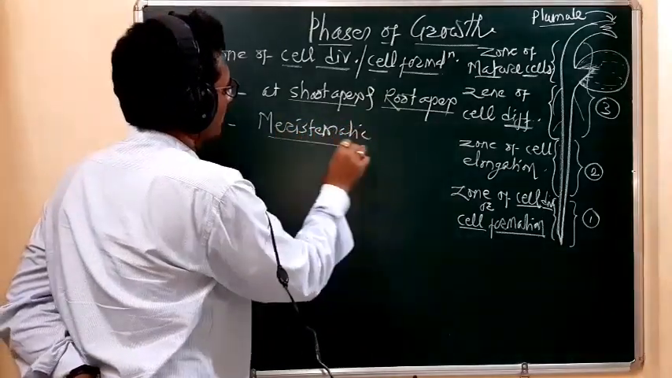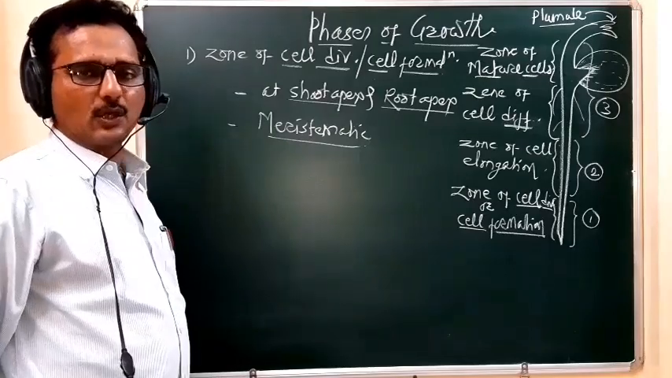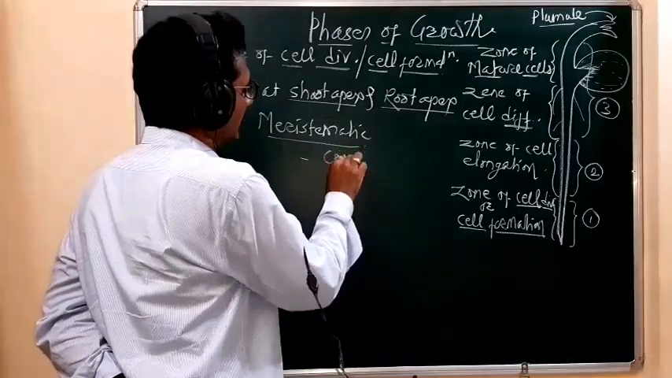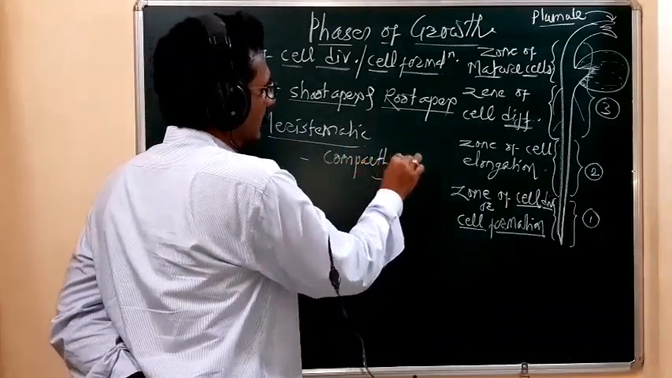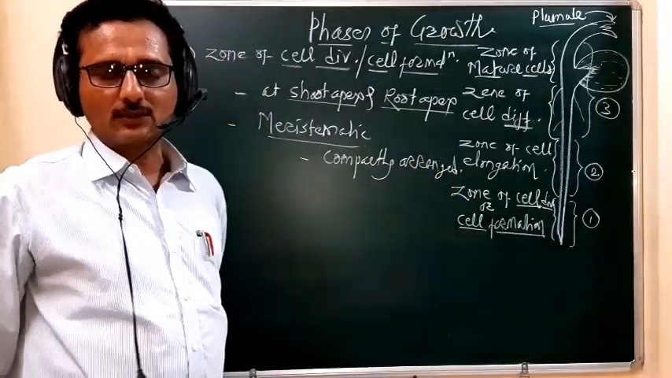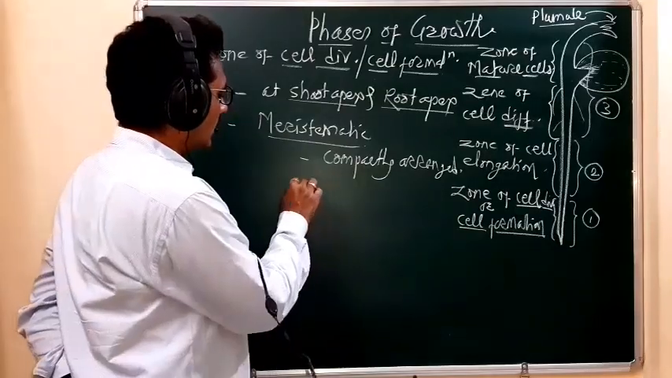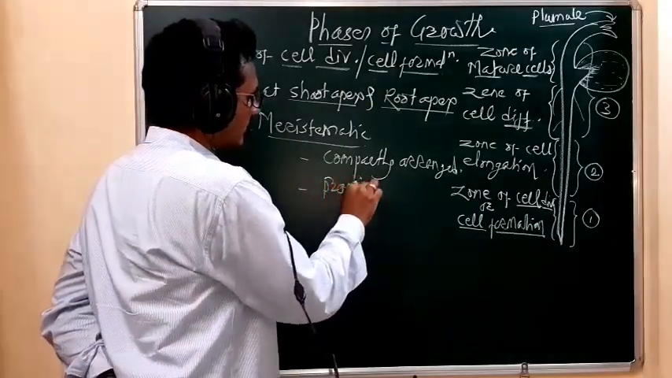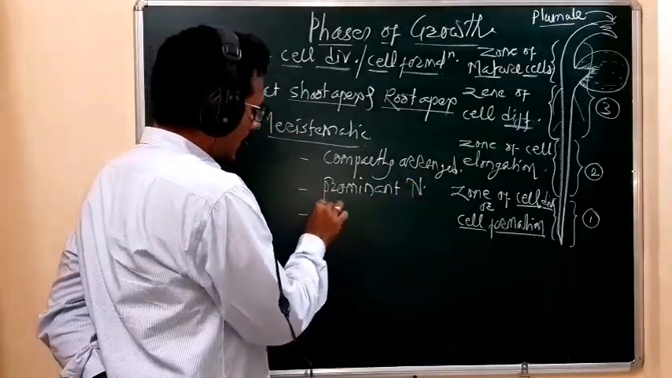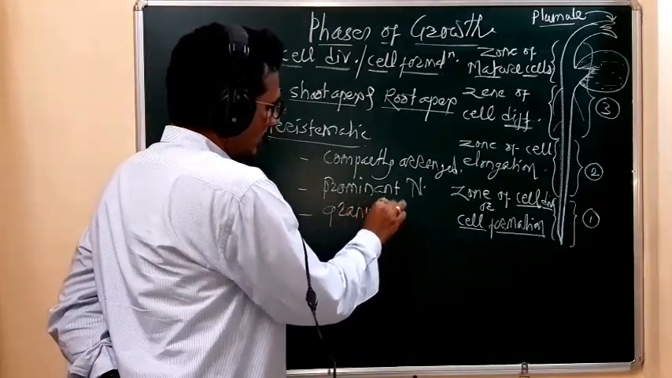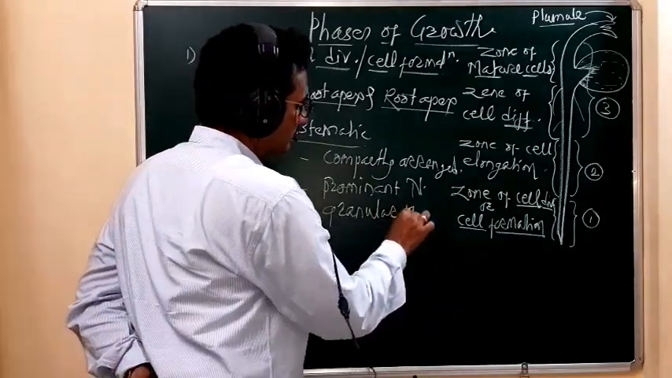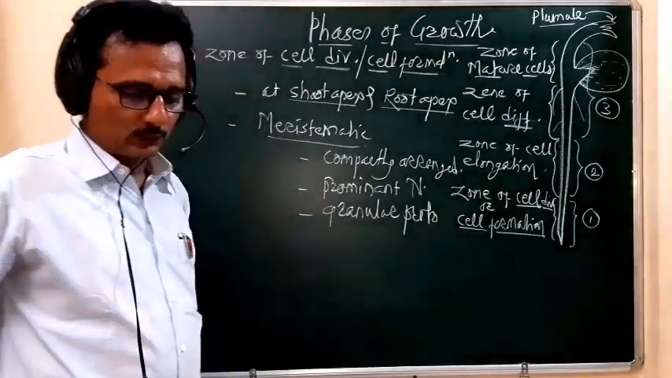Okay, cells are meristematic. So what are the characteristic features of the meristematic cells? Remember, students, these cells are compactly arranged. There are no intercellular spaces. Then they have a prominent nucleus, and they have granular protoplasm.